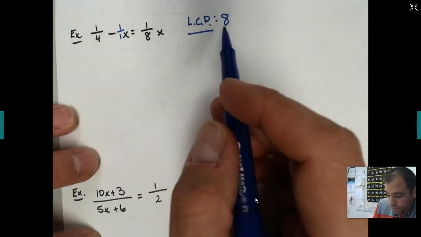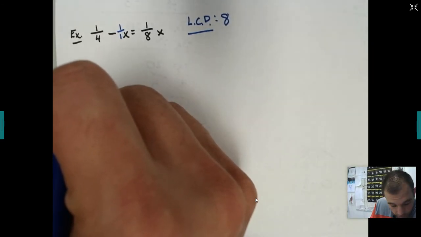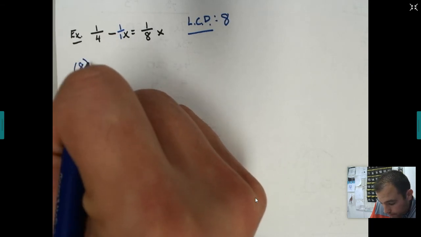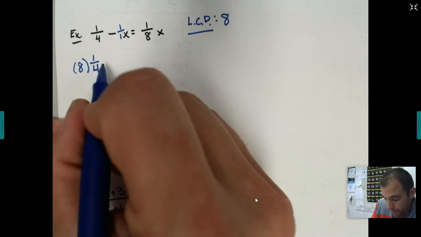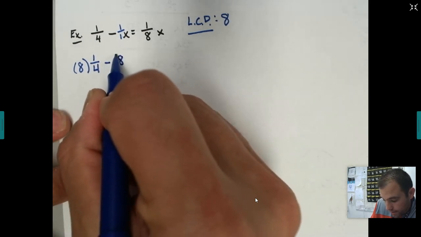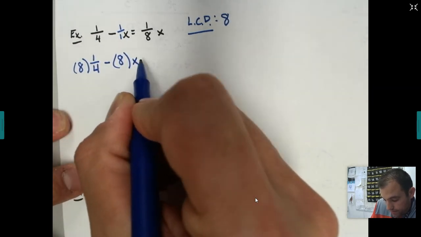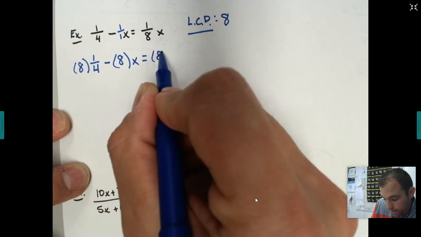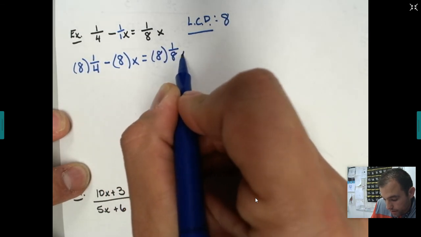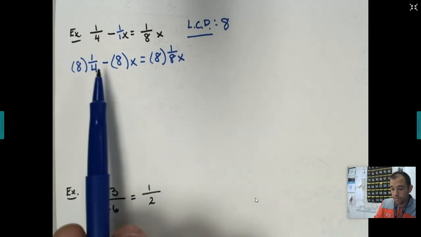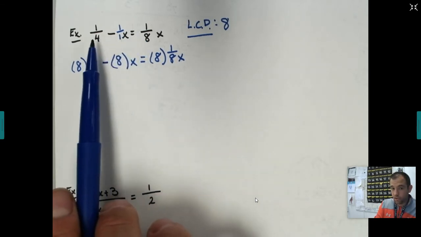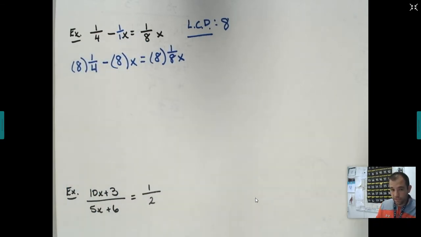So what I'm going to do is I'm going to take this 8 and I am going to multiply it times every single term. So 8 times the 1/4 minus 8 times that x equals 8 times the 1/8 x. So I multiplied that least common denominator by all 3 of these. If there would have been 5 of them, I would have done it times all 5 of them. Okay? Doesn't matter how many there are, just multiply them all.